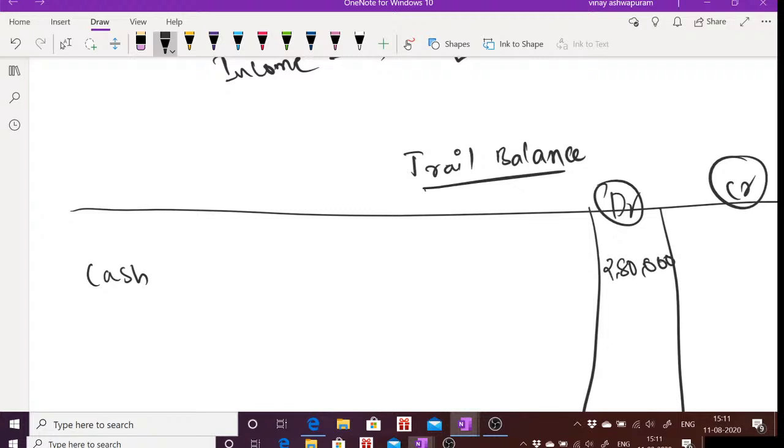See, people generally think that wherever there is a carried on balance, that side I have to write. It's wrong. You should write on that side which is more. Means if 5,80,000 is on the debit side and 2,80,000 on the credit side, the debit side is more as compared with the credit side. So it shows the debit balance. So we will write on the debit side of the trial balance.